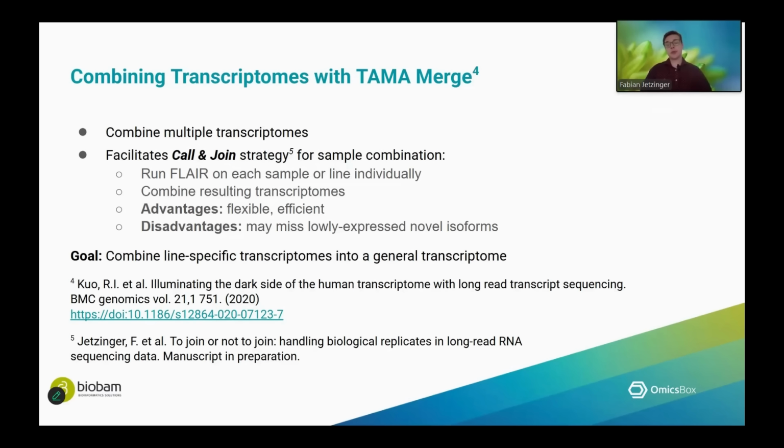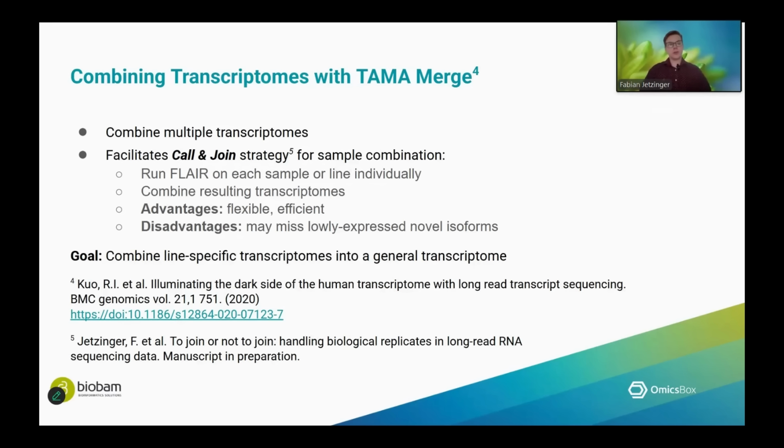This actually relates to my own research, so we have a manuscript on this in preparation, where we look into different strategies on how to combine biological replicates for long-read RNA sequencing data, specifically relating to transcriptome reconstruction, as the identification of novel isoforms is a crucial step in any such analysis and can have effects on any downstream analysis. So we're trying to go into more detail to evaluate different such strategies.